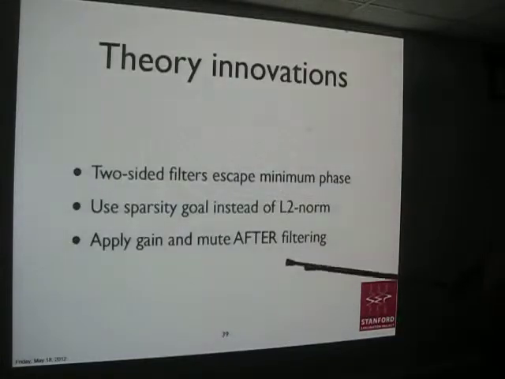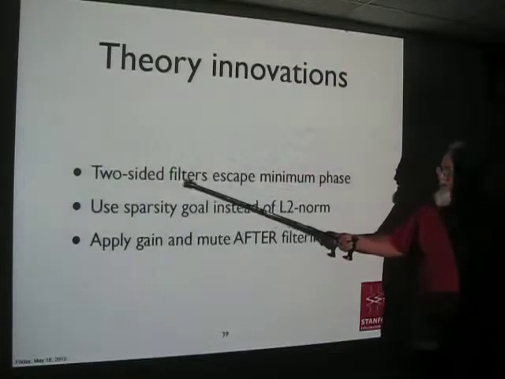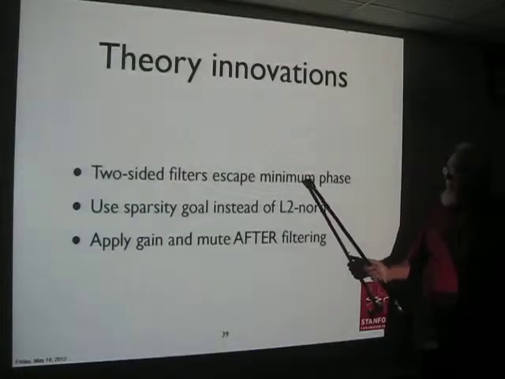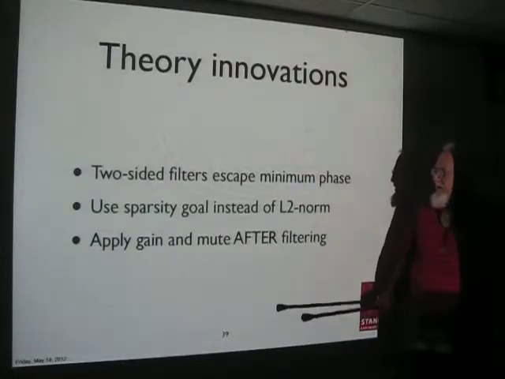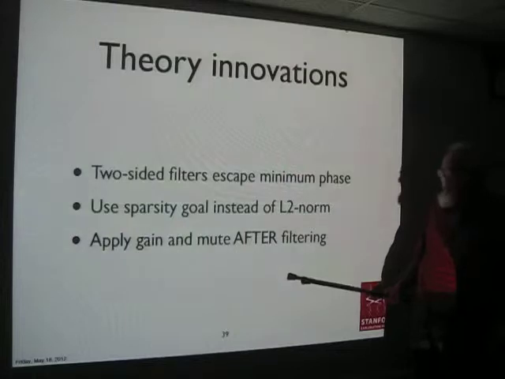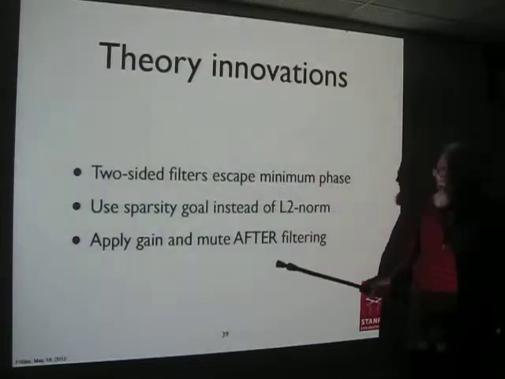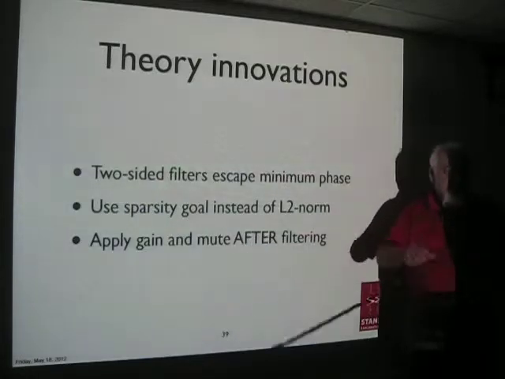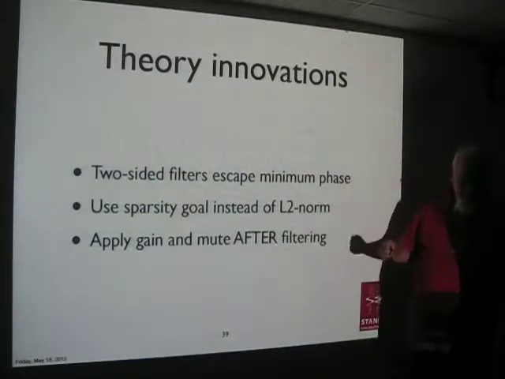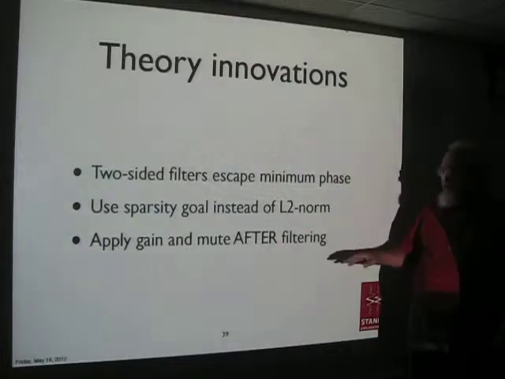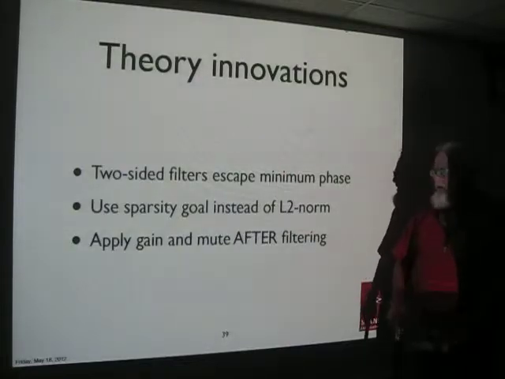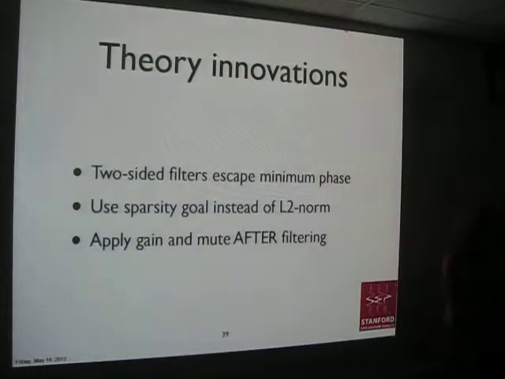So the innovations here today were that we have two-sided filters, and with two-sided filters we escape the dreaded minimum phase assumption. We have a sparsity goal instead of the L2 norm. And also we're going to apply the gain function and the mute function. By the way, the mute function can be really sharp. You can have a wedge running down as a function of angle, or you can be getting rid of a ground roll. You have a sharp function. It doesn't have to be a gentle function. And we do this after filtering and not before filtering. So that's really wonderful.